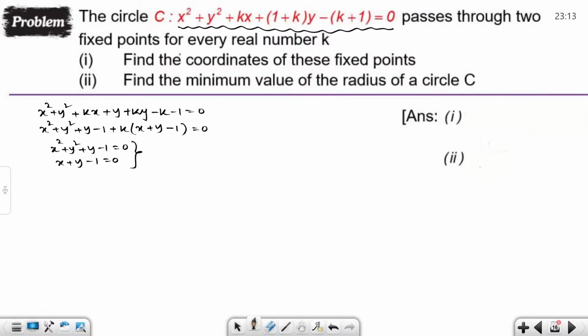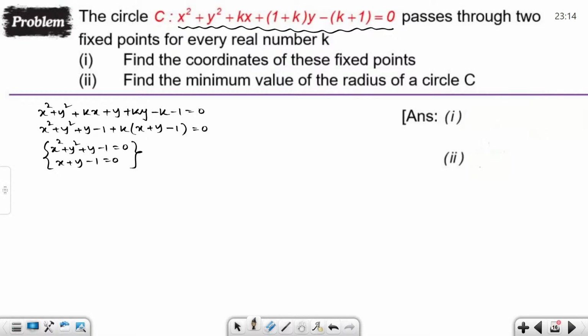Now let us see what is the question. The question is, find the coordinate of these points. Which point they are talking about? This is intersecting at two fixed points. So we will simply solve these two equations, that is the equation of the circle and the equation of the line, to get that two fixed points. Which two fixed points? The points where the circle is intersecting the straight line x plus y equals to 1.